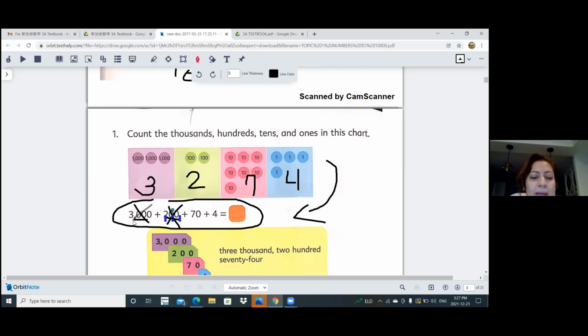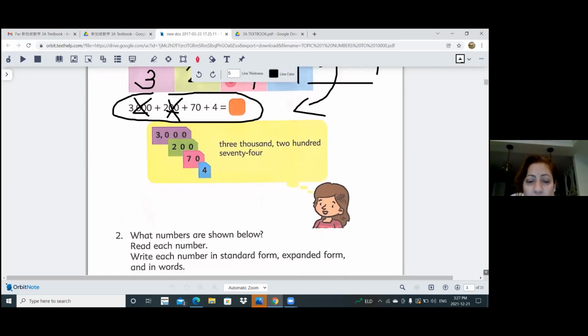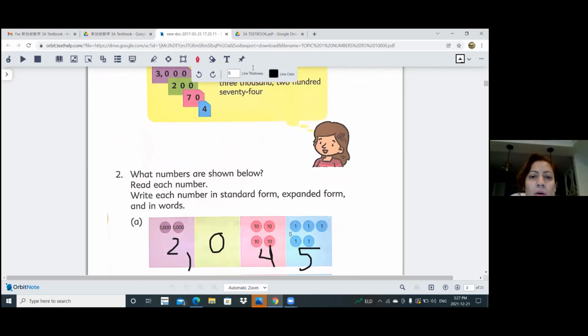So it wouldn't be 3,000. It's just going to be a 3. It's not going to be 200. It's going to be a 2. It's not going to be a 70. It's going to be a 7. It's not going to be 4 ones. It's just going to be a 4. So 3,274. Okay. And both of them mean the exact same thing. Whether we add the zeros or we don't, we know what they mean. Okay, guys, let's go to the bottom here.